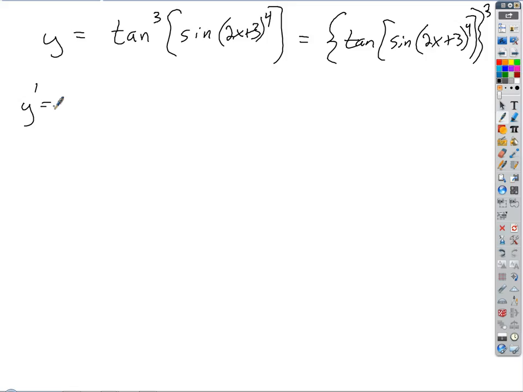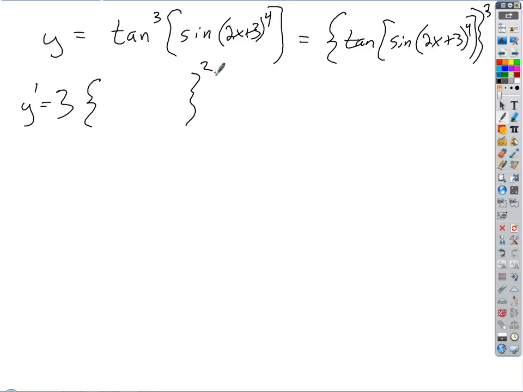What is the outermost layer? What rule do I apply at the outside layer? The power rule, because on the outside I've just got something cubed. I don't even need to look inside. In fact, don't, it's confusing. All we're looking at is the outside rule. At the very outside layer, this is a power function, something cubed. So what's the derivative of something cubed? 3 times something squared. So the outermost layer is 3 times something squared.